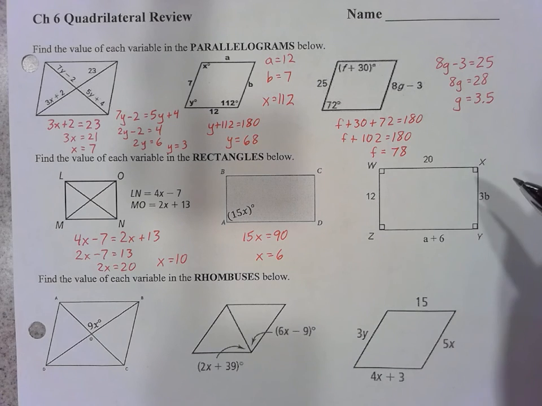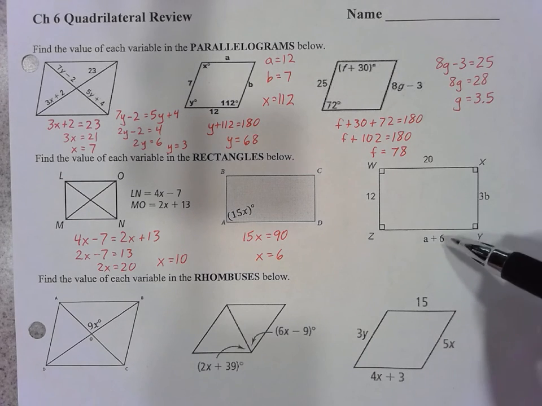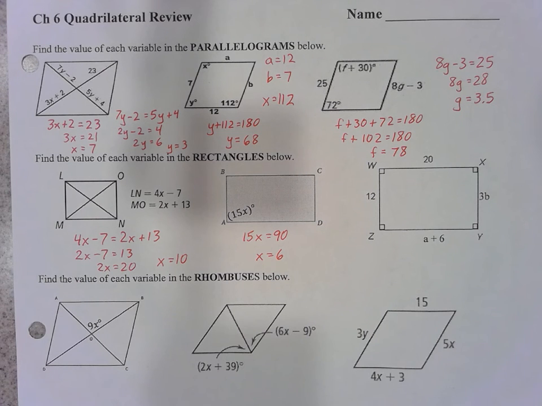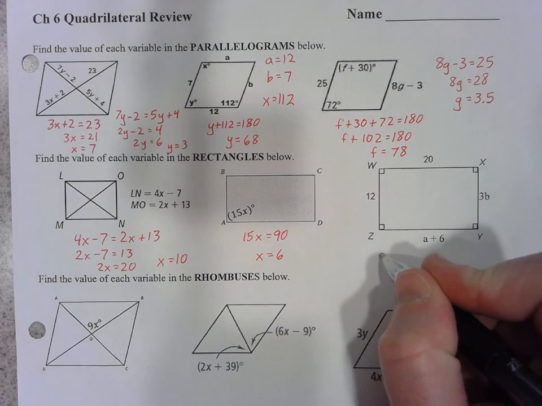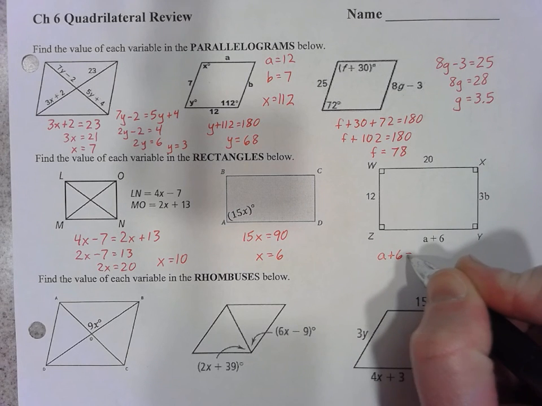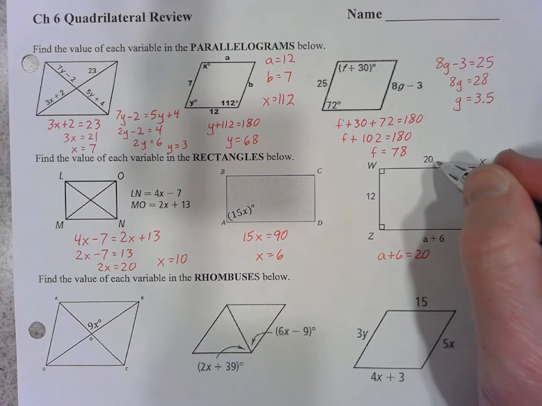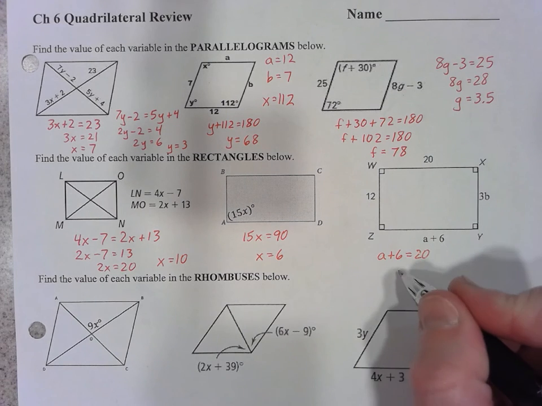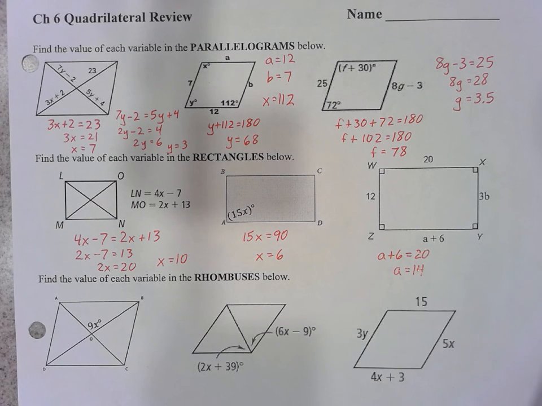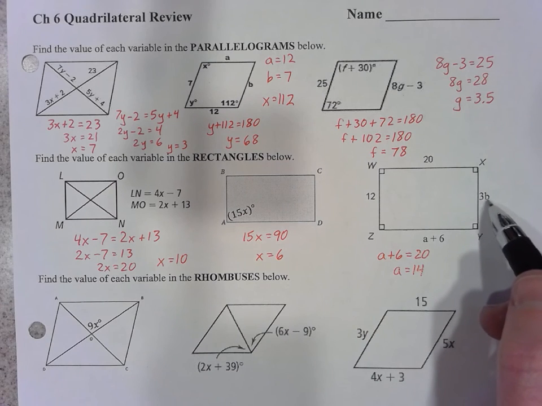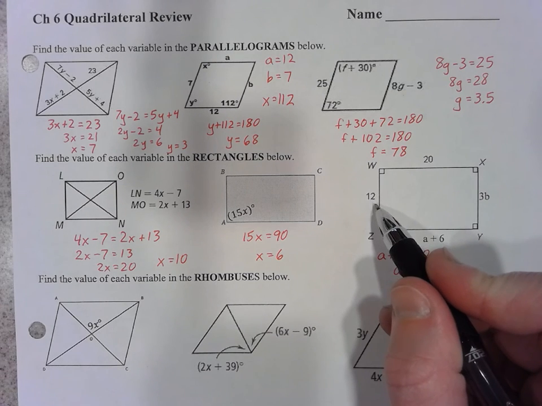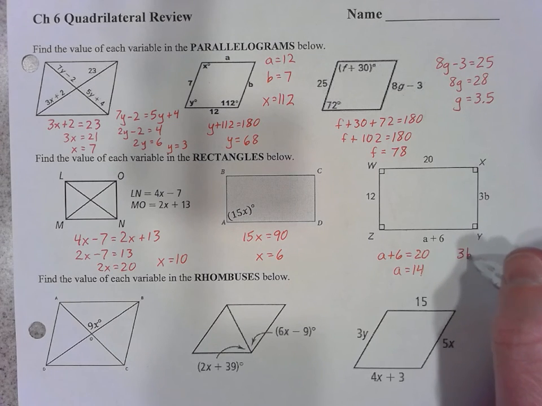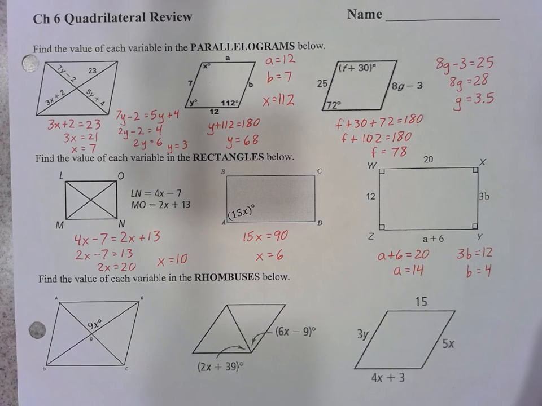Next rectangle, so I have side lengths, and the property of any parallelogram, including rectangles, is that the opposite sides are always equal to each other, or congruent. So that means that the a plus 6 is equal to the side across from it, 20. Subtract 6, a equals 14. To solve for b, 3b is congruent to its opposite side, 12. So 3b equals 12, divide by 3, b equals 4.